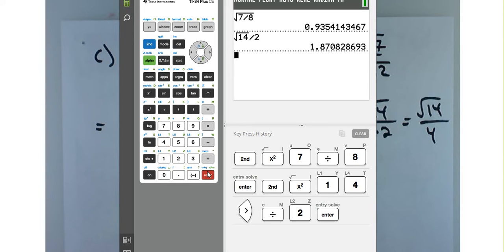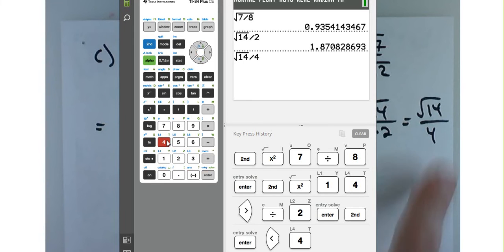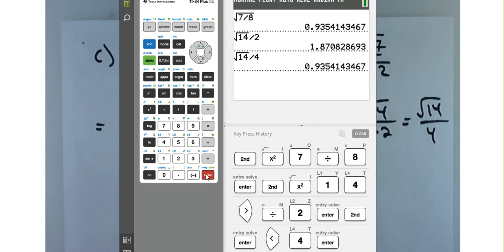Oops. Where did I make a mistake? Oh, I know why I made a mistake. That should be a 4 in the denominator, right? The 4 there. Perfect. Now let's see. Whew. All right, my faith in math is restored. Good.